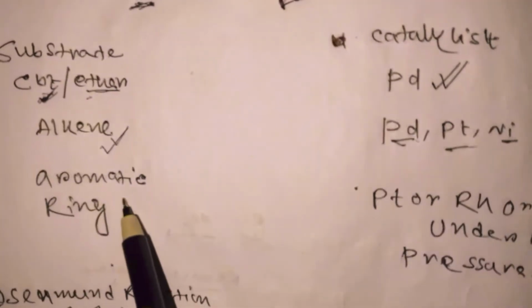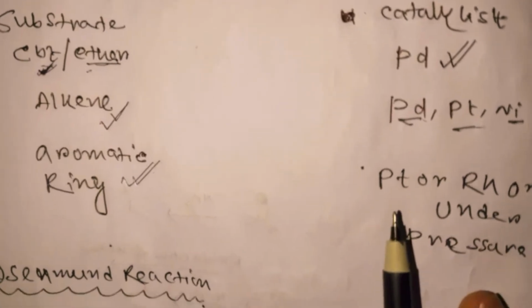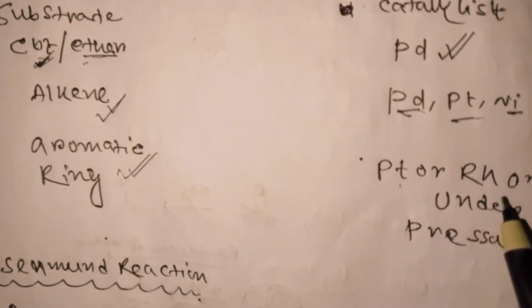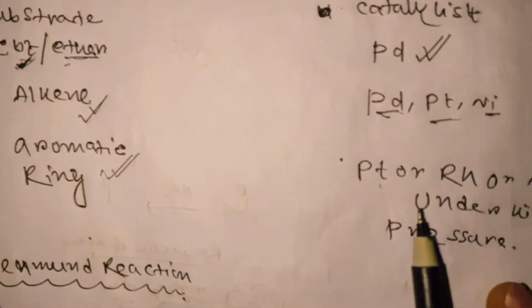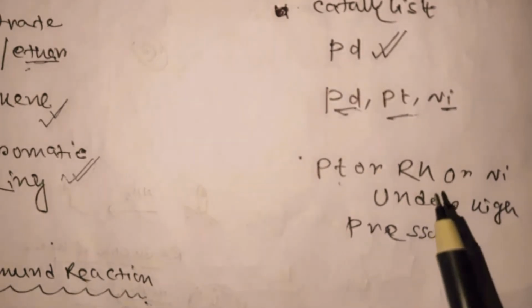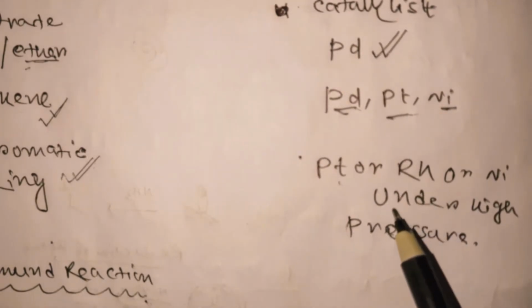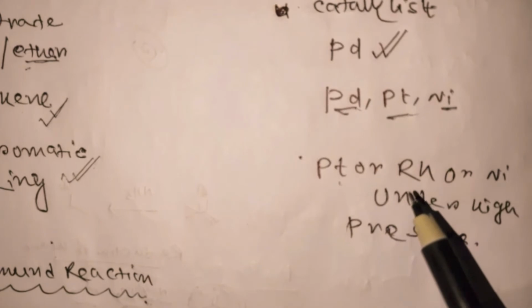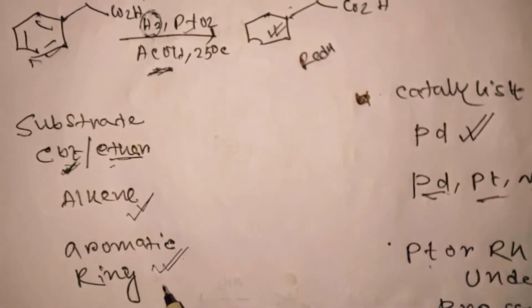And for reducing the aromatic ring, platinum or rhodium catalyst, or nickel under high pressure, can reduce the aromatic ring.